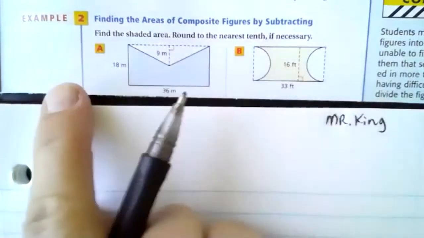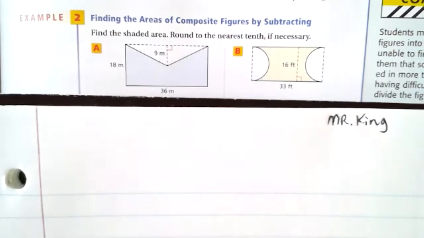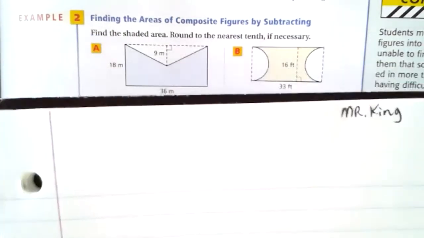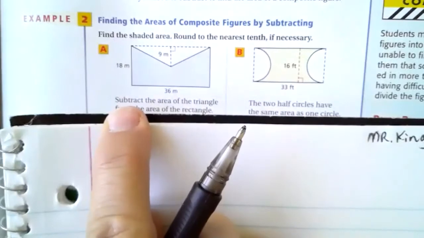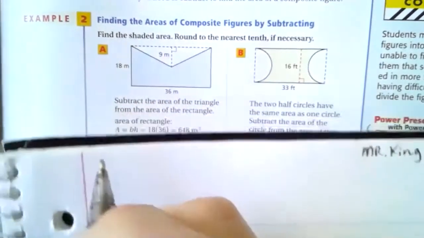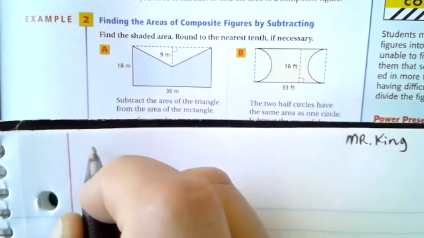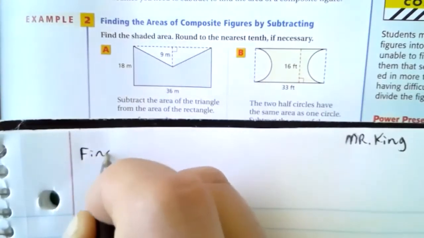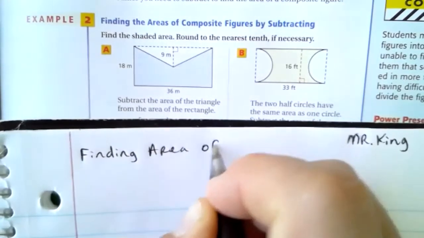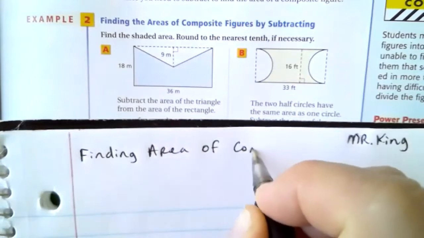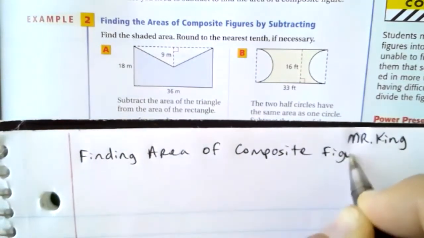And we're going to just take some notes, and then we're going to get into some problems that are based off of these examples here, okay? So the key word here is we're going to subtract. Obviously, come up to the top up here, and let's write down finding area of composite figures.